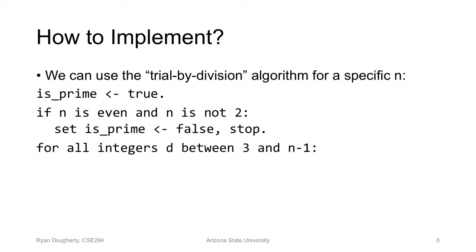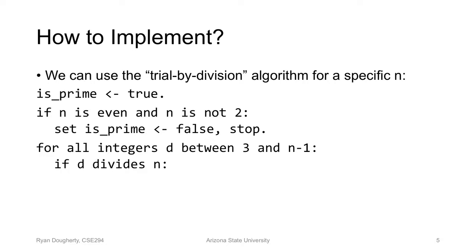But at this point, if we're still searching, the number is either 2, in which case we wouldn't even do anything in this for loop, right? Or the number is odd. So what we do is we search through the list of candidates. We already tested 2, so the next candidate is 3 through n minus 1.